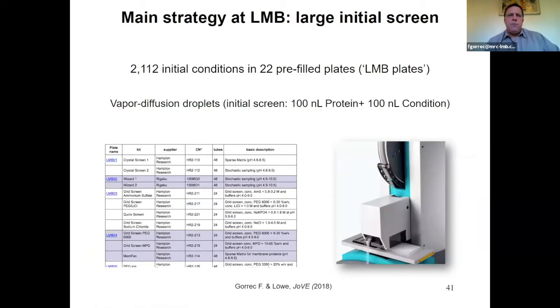Our main strategy is the large initial screen. We actually have 22 pre-filled plates called LMB plates. They have all different screens. The advantage is that you should go for this large initial screen or cherry pick a different type of screen depending on your sample. And we use the mosquito to do vapour diffusion droplets of 100 nanoliters of protein plus 100 nanoliters of condition.